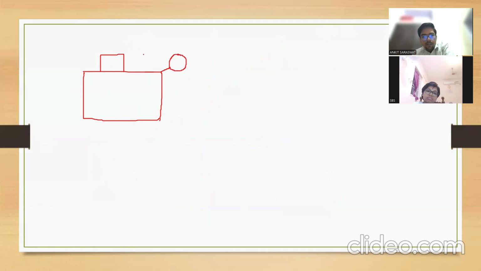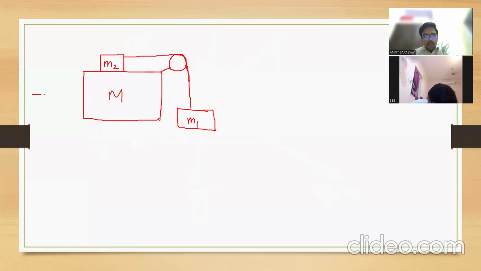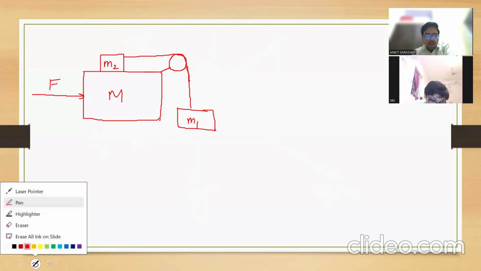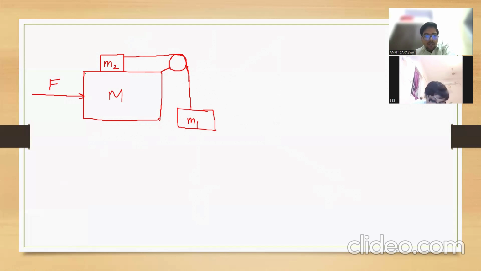This is a pulley. One string is there, like this. Two blocks, M1, M2. And this force is going to act like this. Please draw the free body diagram of all the blocks. First draw the free body diagram of M1, then M2, then M. Okay.